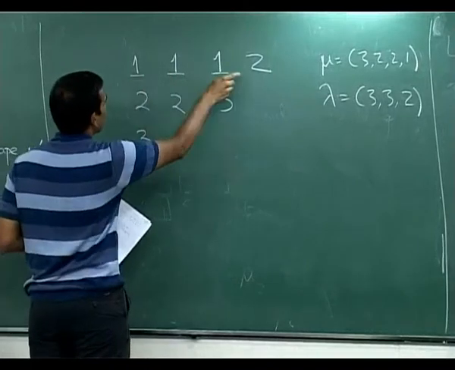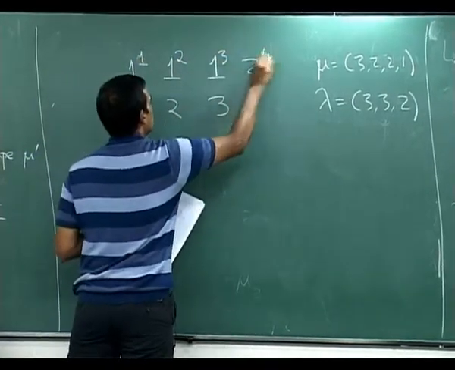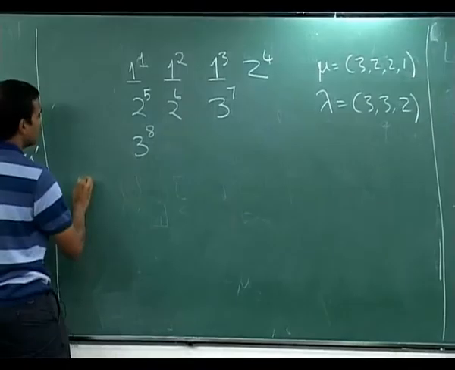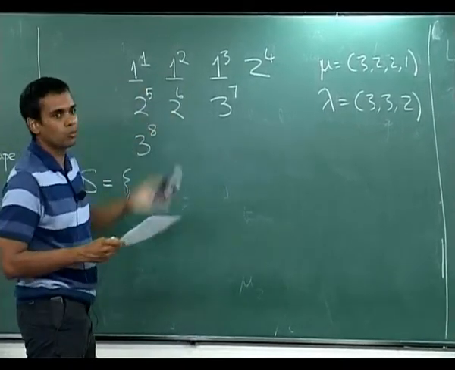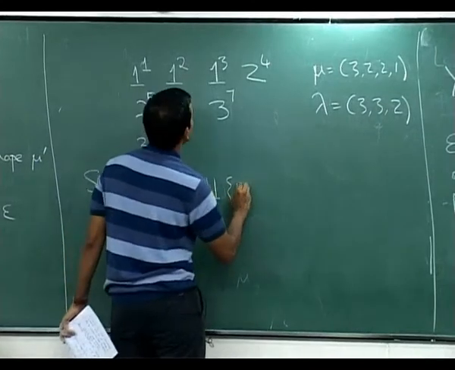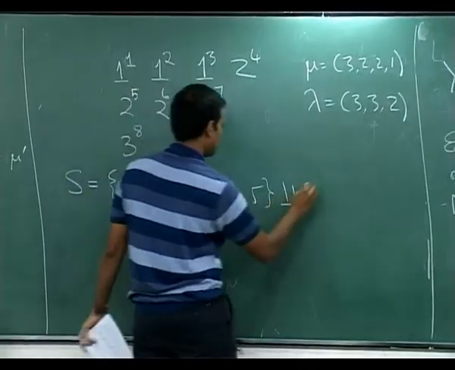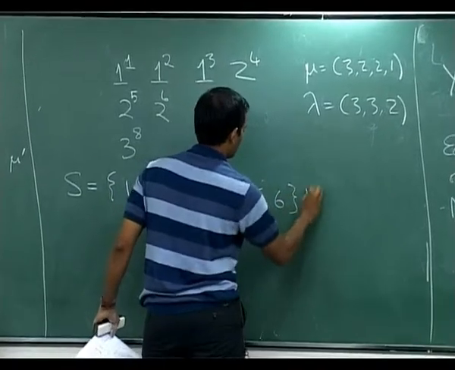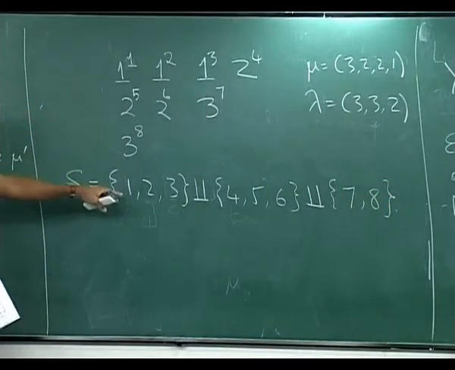So, what you do is you label these boxes, any old how, but I will just do the most boring labeling. I will call this 1, I will call this 2, 3, 4, 5, 6, 7, 8. And I will read off S and T from this labeling. So, the parts of S will be the labels of the same number. So, the first part of S will be the labels of the ones. The second part of S will be the labels of the twos, and the third part of S will be the labels of the threes. Sorry, there are three twos. And you will all concede that since this thing was of type lambda, this is of shape lambda.